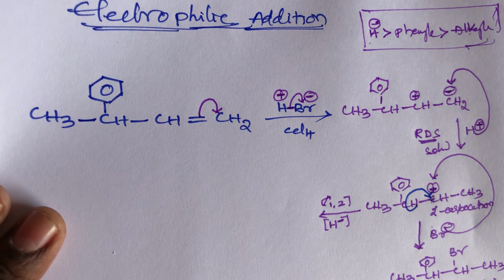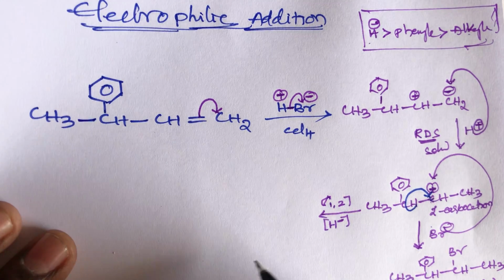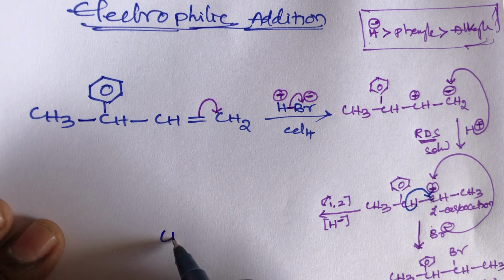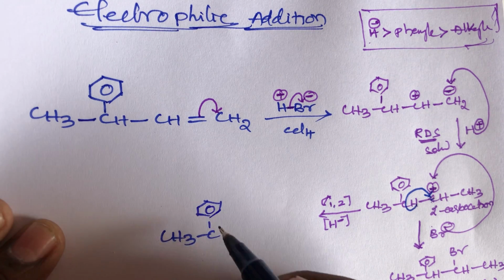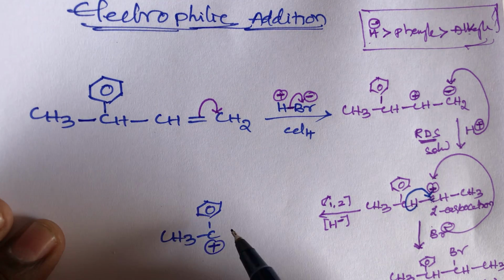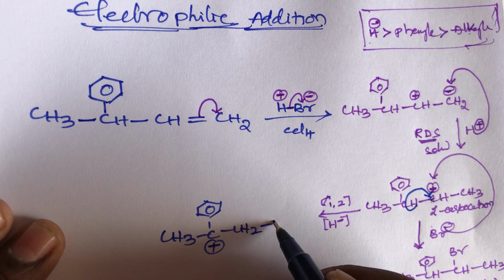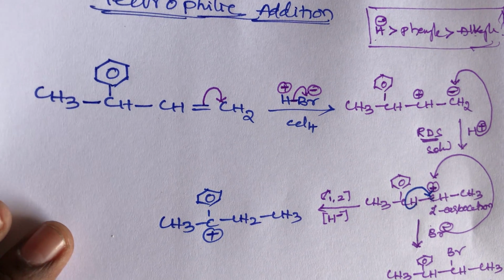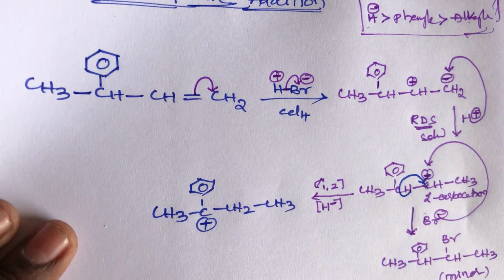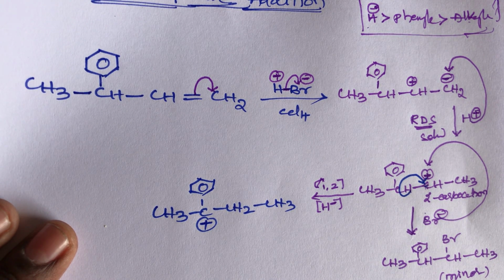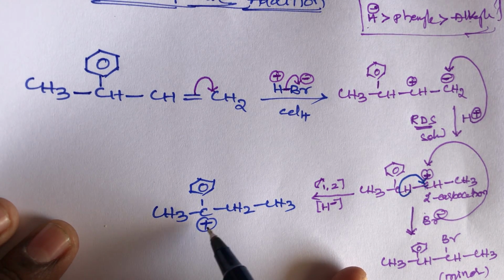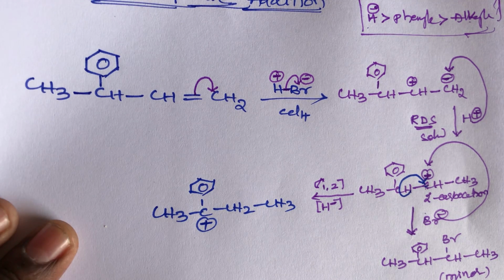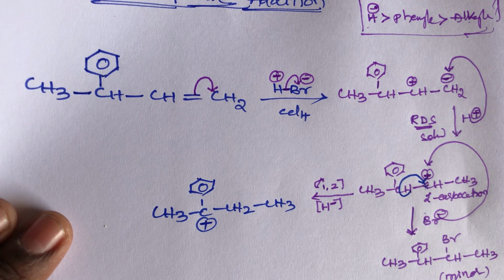So what is the intermediate carbocation here? CH3, C, this carbon getting positive charge, then CH2, then CH3. This intermediate carbocation is formed after rearrangement of the carbocation, or shifting of hydride. Rearrangement means here positive charge is present on a secondary carbon, but here positive charge is present on a tertiary carbon. So that is called rearrangement of carbocation. So out of these two, which one is more stable?